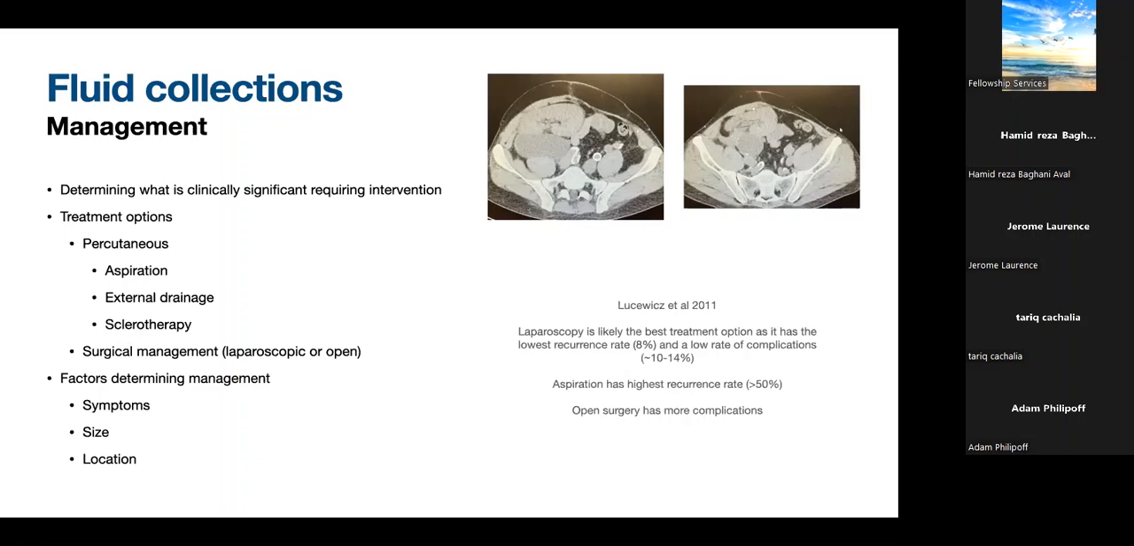There was a review a few years ago, which thought that laparoscopy was probably the best way to treat a lymphocele, with fenestration and drainage into the peritoneum, and found that it had a very low recurrence rate and a relatively low complication rate, but 10 to 14% can still be significant. Aspiration has a very high recurrence rate, and open surgery has slightly more complications for the patient.